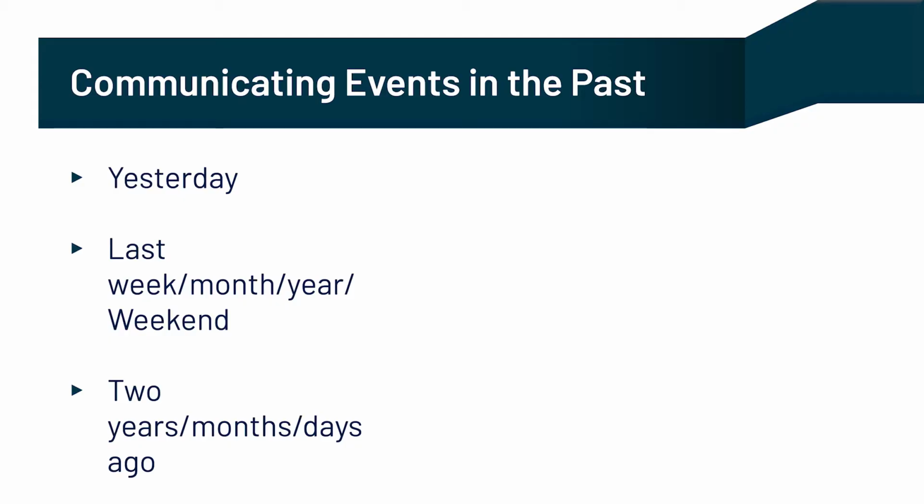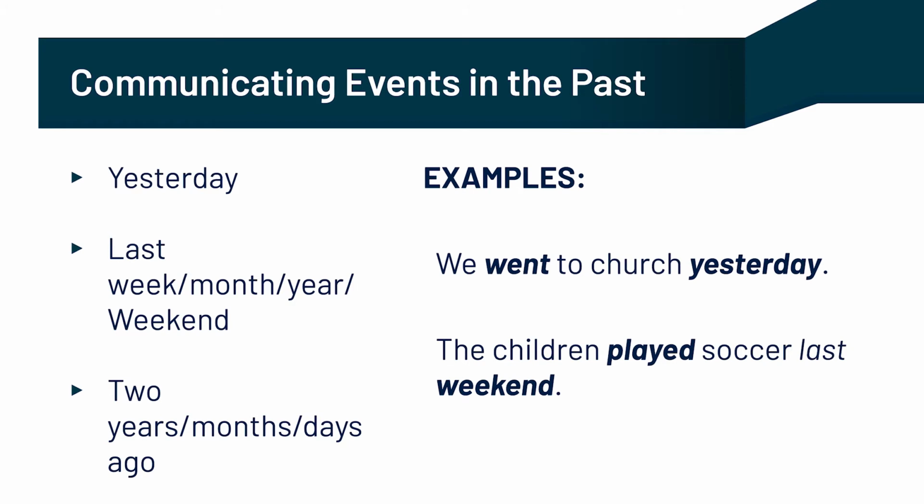Words and expressions that indicate we are communicating about events in the past include yesterday, last week, last month, last year, or last weekend, 2 years ago, 2 months ago, or 2 days ago. Here are some examples. We went to church yesterday. The children played soccer last weekend.